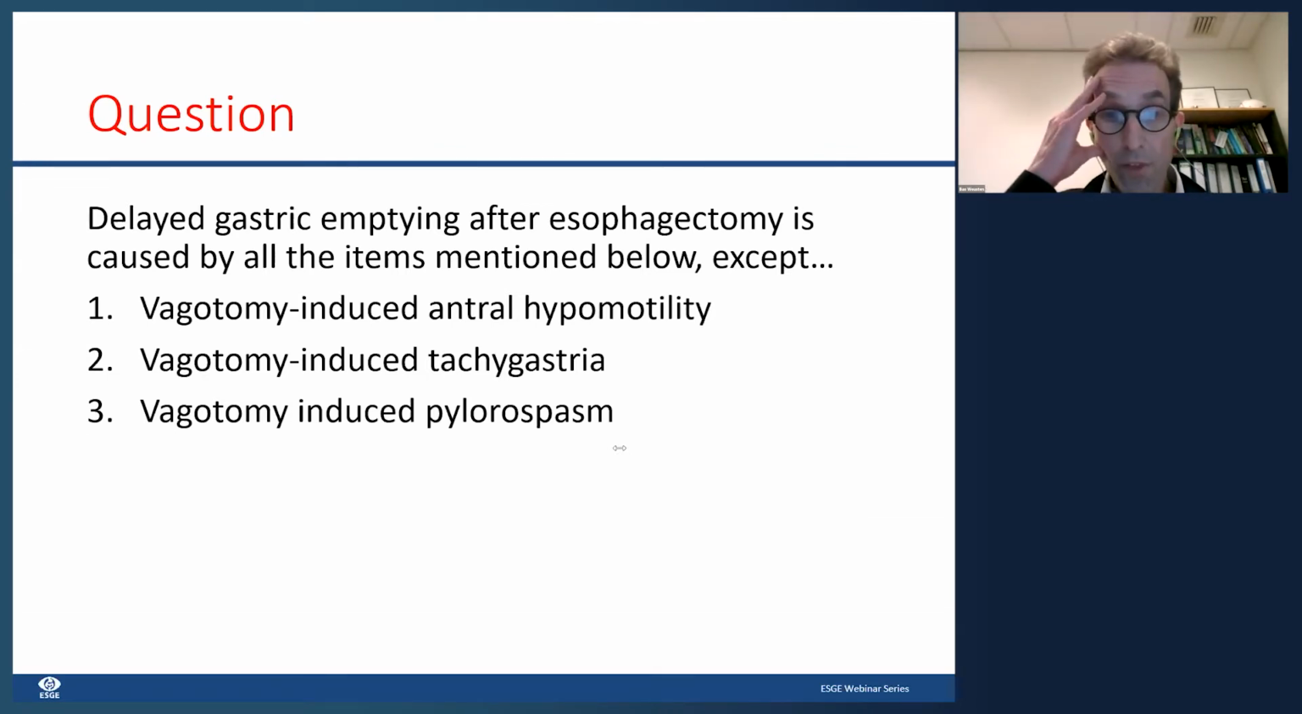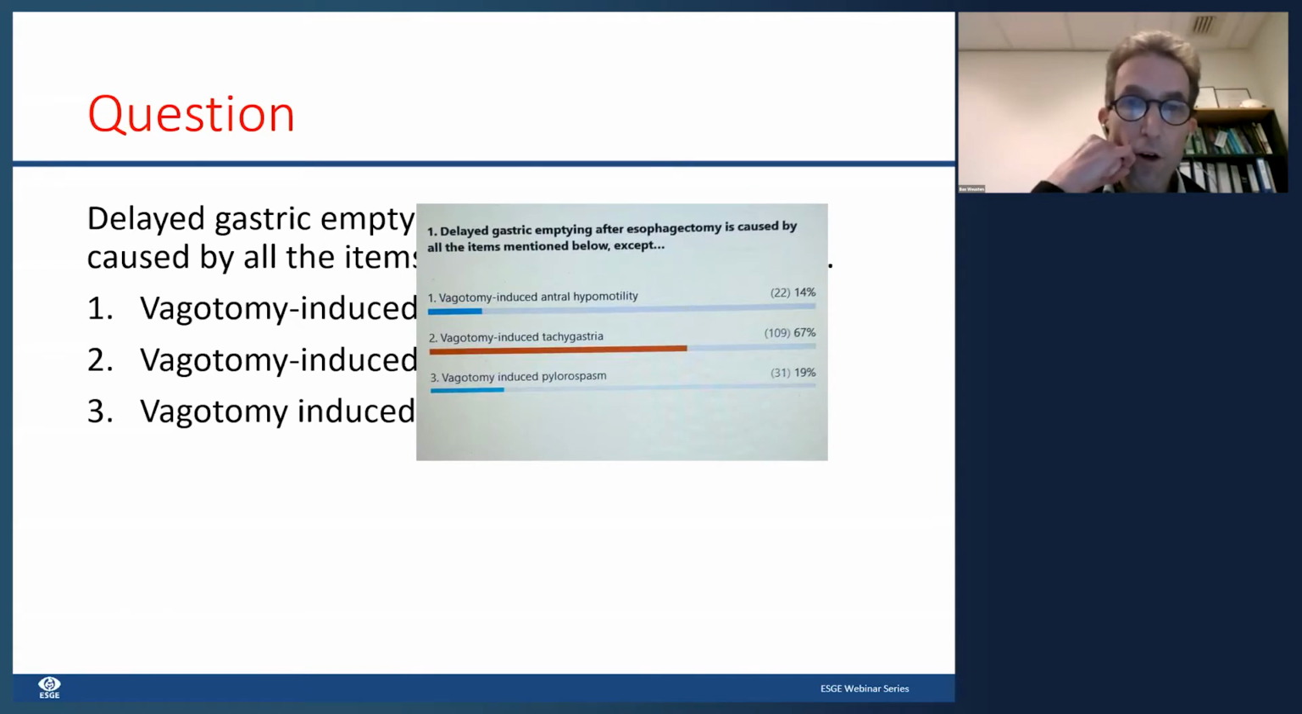Most of you answered that vagotomy-induced tachygastria, I must say, is not a cause of delayed gastric emptying after an esophagectomy, which is completely right. So that is very good.